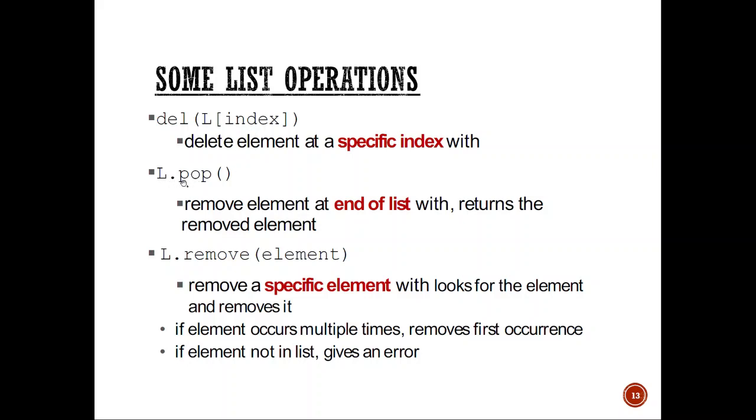L.pop removes the last element from the list and returns this element. You can also specify L.remove(element), so it removes a specific element within the list. Note that this operator, remove, removes only the first occurrence of the element in case the element exists multiple times within the list. If the element is not in the list, this operator would result in an error.